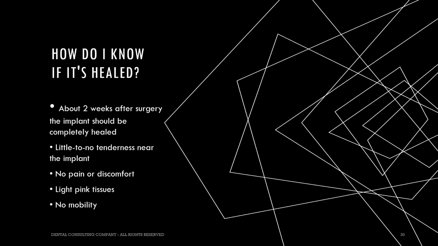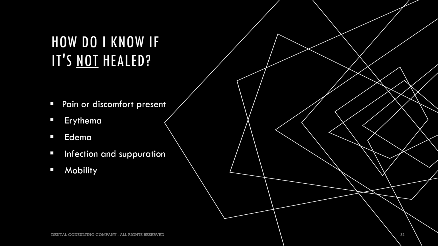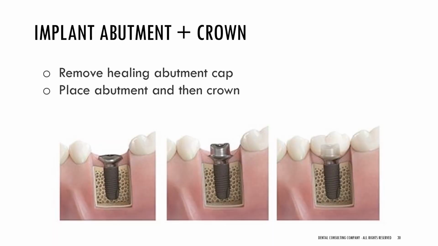About 2 weeks after surgery, the implant should be healed with little to no tenderness near the implant, no pain or discomfort, light pink tissues, and no mobility. You know if it's not healed because there could be pain or discomfort, erythema, edema, infection, pus, or mobility. Once it is healed, the abutment will be removed and the crown will be placed.